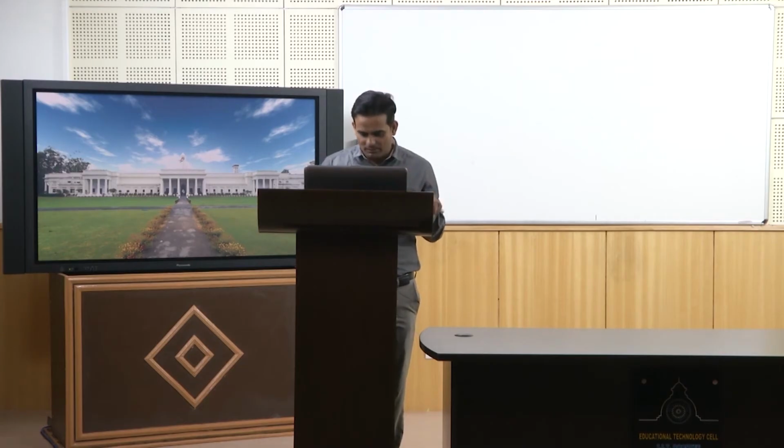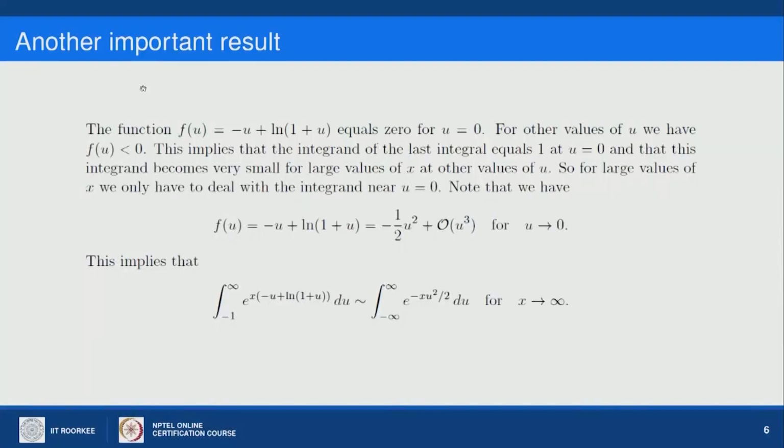So, the proof is a bit complicated. You should have the idea of log(1 plus u), how to expand it, and how to check the value of f(u) for different values of u and x, and how to write this particular integral approximately equal to this one for large values of x.